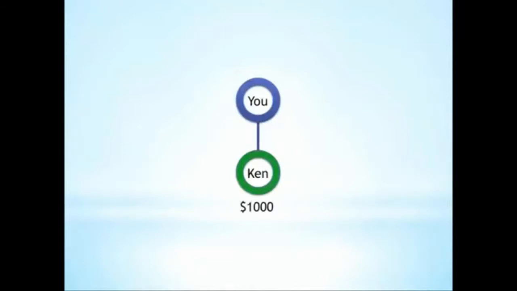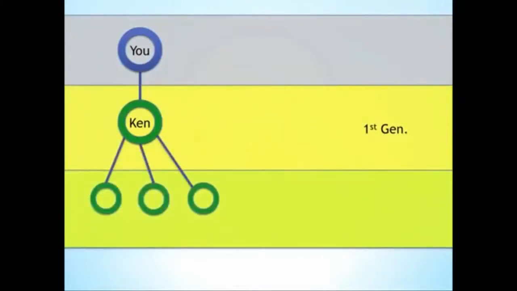Let's look at another example. Let's say that Ken creates an income of $1,000 per week from the cycles that are generated by his team. Because the matching bonus on your first generation is 20%, the computer would add an additional $200 to your check. Now, let's also assume that Ken has enrolled 3 people who are each earning $100 a week from their individual groups. Since you enrolled Ken, he's on your first generation.